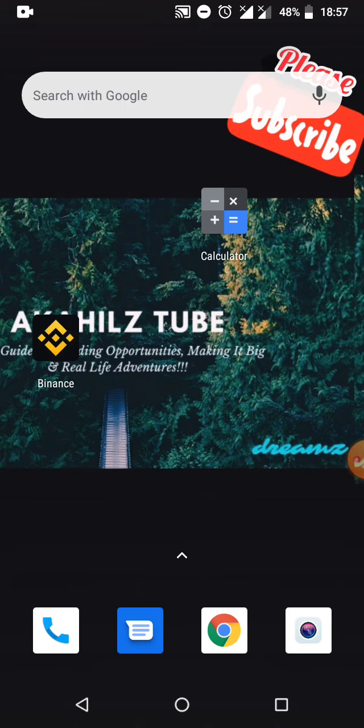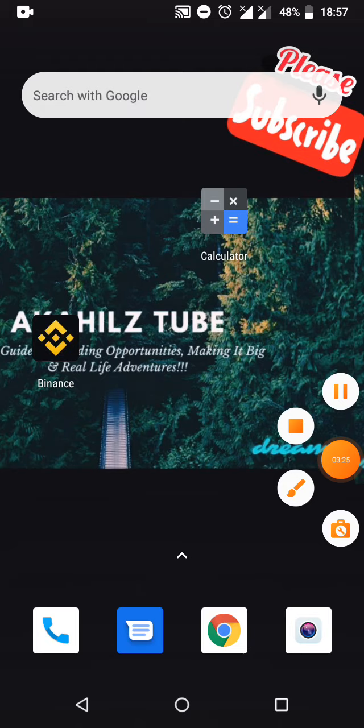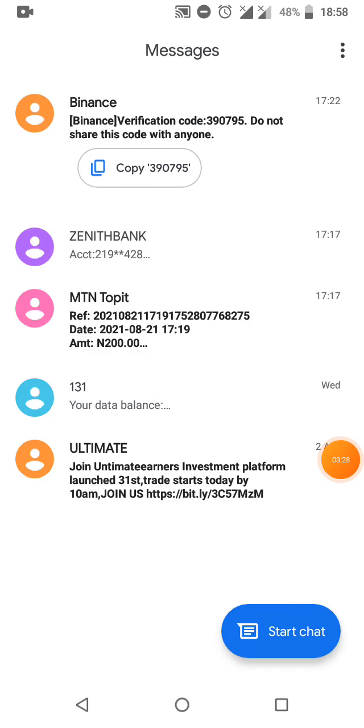I would have loved to show you guys the alert, just that because of some credentials here, let's see how possible it is. On my screen here, you see the time that these messages came. One came at 1722, the other one was 1717. Binance usually sends you a verification code for you to confirm each transaction that is going to take place on your account. Once they send you those confirmations, that's how it usually works.